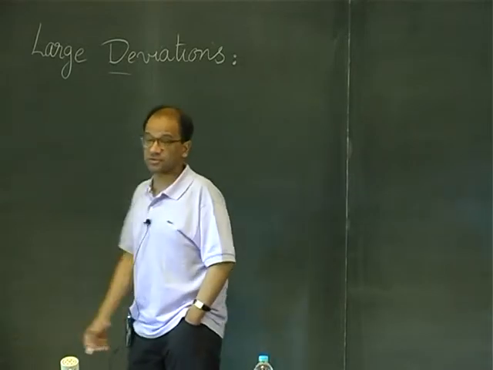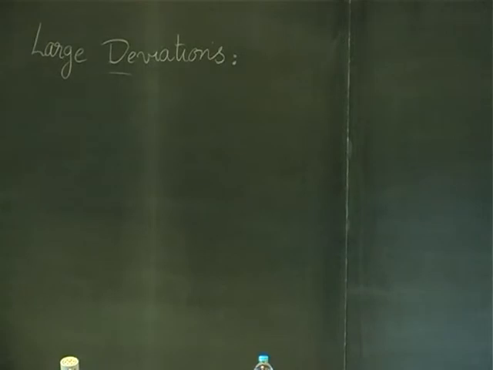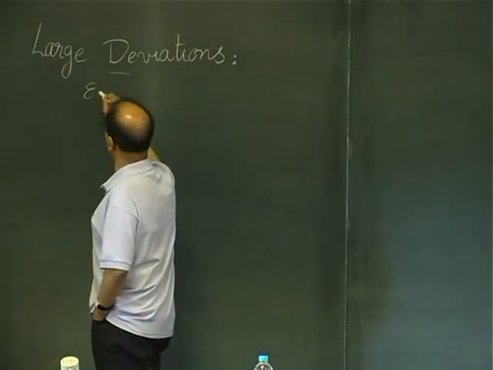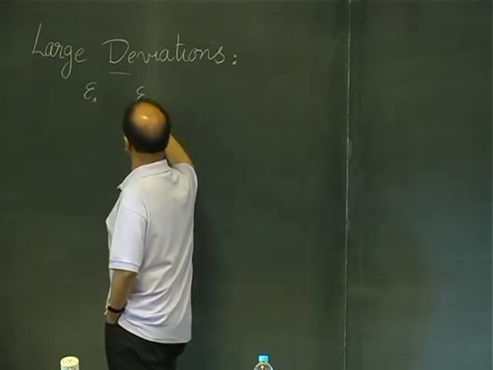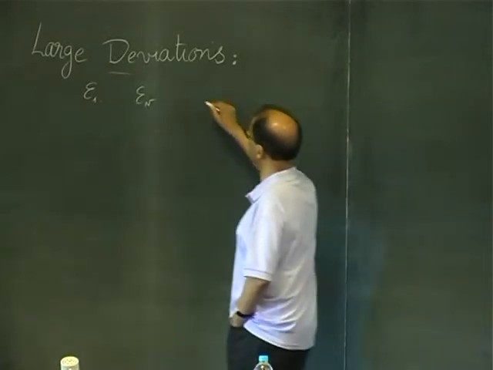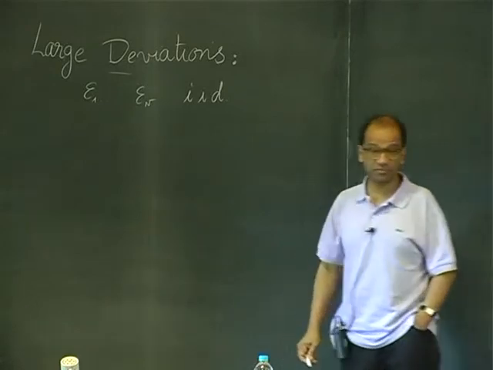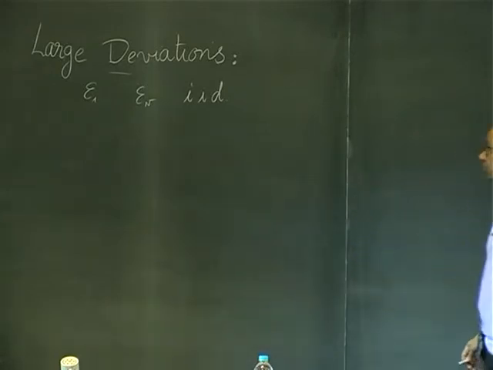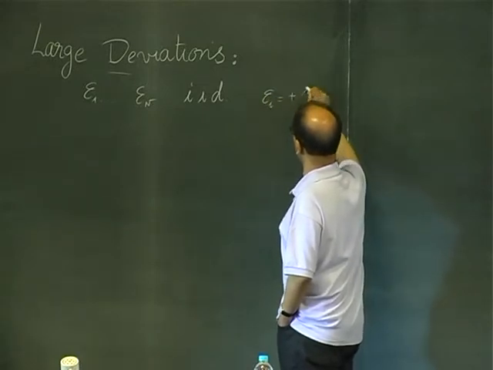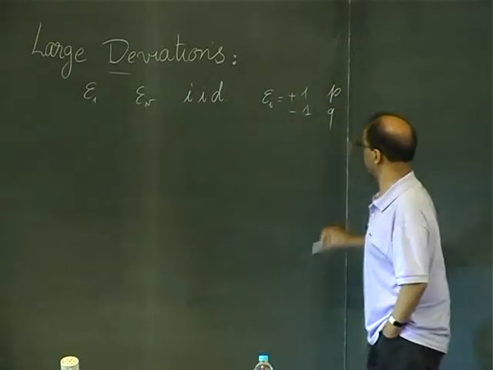So let's start, but again I think you already saw that, but it's good to see it again. Let's start with the simplest case. If you have n independent, identically distributed random variables, IID, and let's take a very simple example. We take them to be binary variables. Epsilon i can be +1 or -1 with probability p or q equal to 1 minus p.